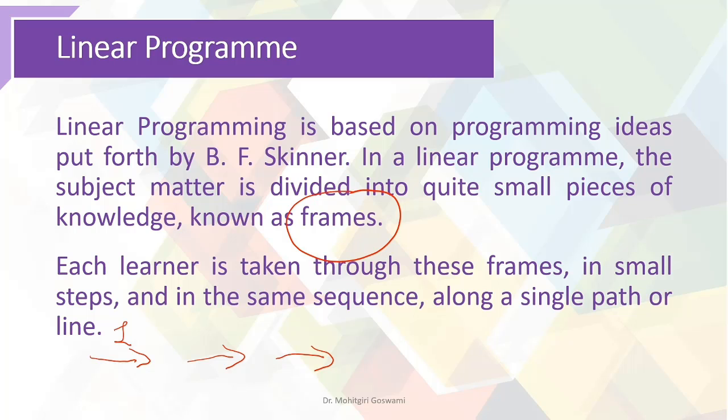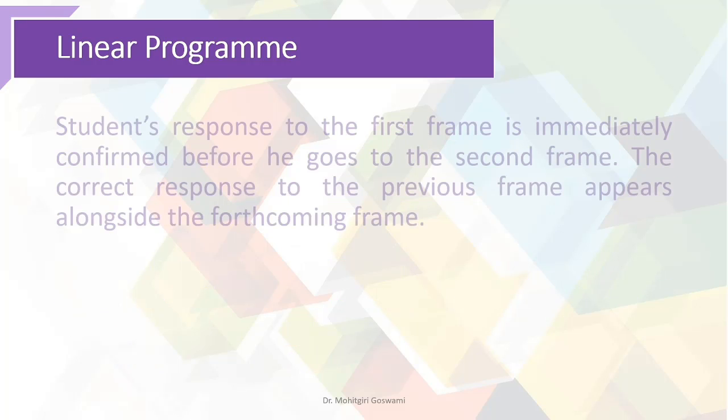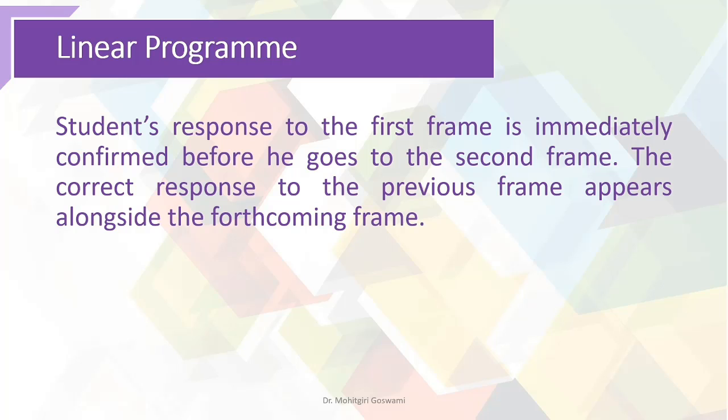So, a linear program will go like this. The first slide, then the second, then the third. Each learner will have to pass through all the slides or frames. The student's response to the first frame is immediately confirmed before he goes to the second frame. Whenever the student goes to the second frame, he will know the true answer there. The correct response to the previous frame appears alongside the forthcoming frame.